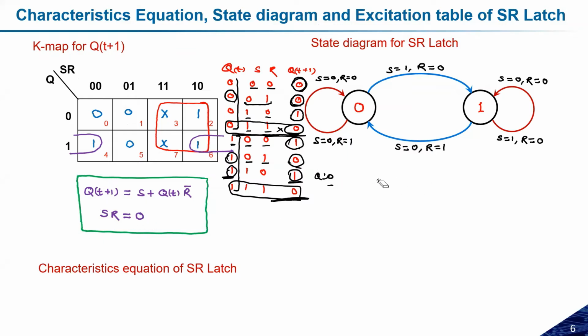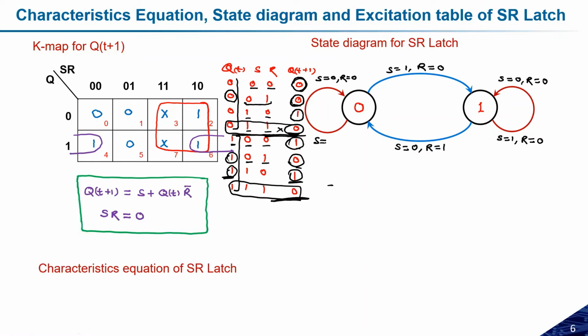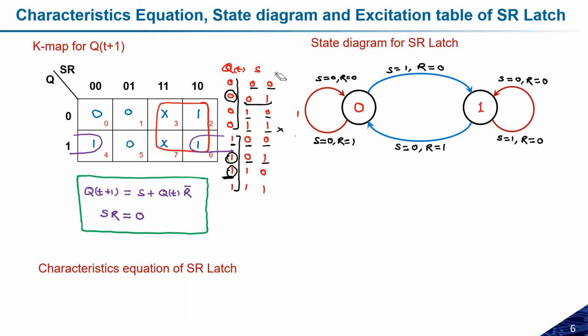Okay, so this is all about the state diagram. Sorry, I removed one thing: S equal to 0, R equal to 1. So this is all about the state diagram for the SR latch. Now, this is also equally important, so you should understand the things.